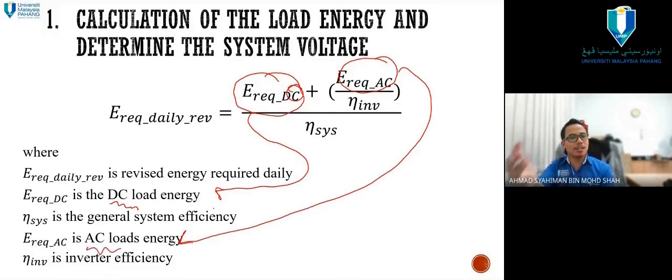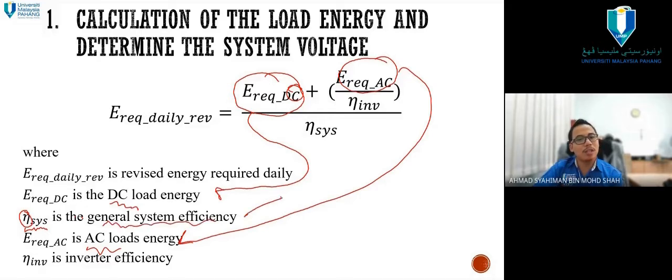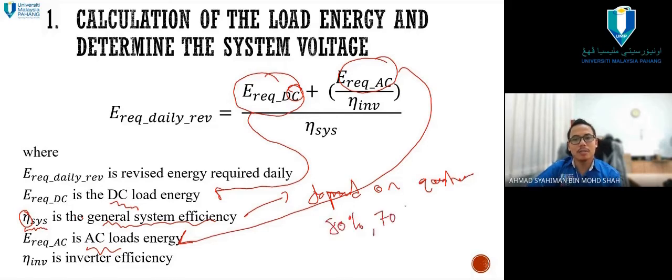Kebetulan tadi 300 watt hour kan. Okay. And this one seems to be optional, I'm not sure what to call it. Not N. Okay. The general system efficiency totally depends on the question, either 80% or 70% or 75%.